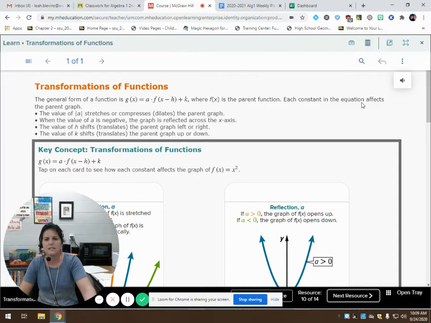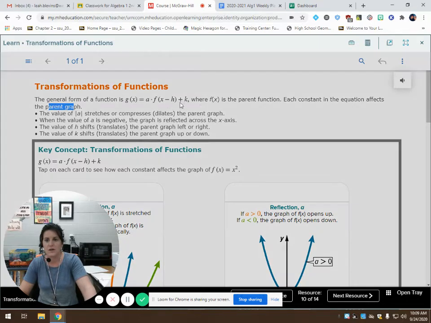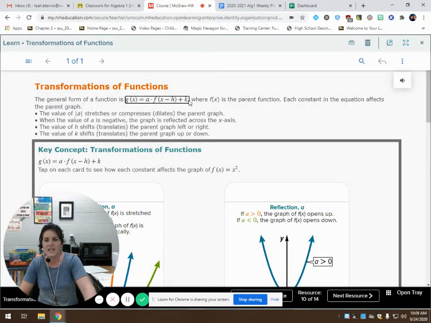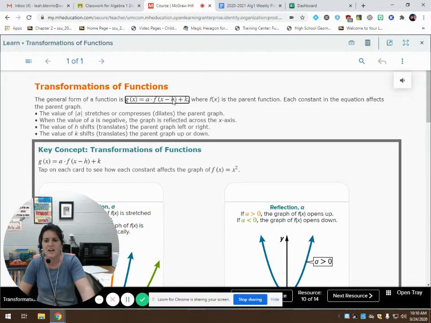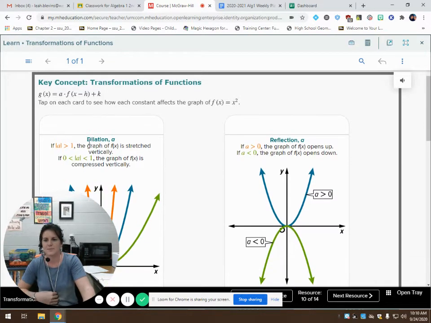So each constant in the equation affects this parent graph. Whatever value h is, it's going to affect part of the parent graph. Whatever this value of k is, it's going to affect part of the parent graph. Whatever this value of a is, it's going to do something to the parent graph. Some of it's stretching, some of it's compressing, some of it's shifting up, some of it's shifting right or left. So it just depends on what that value is, and that's what we're going to look at here.